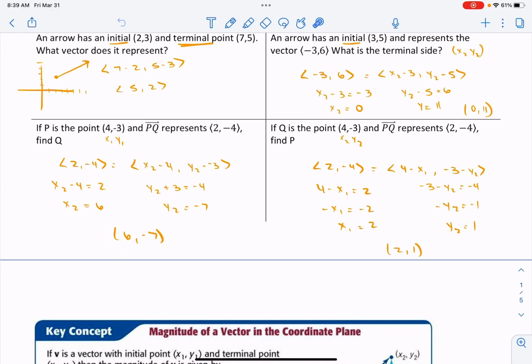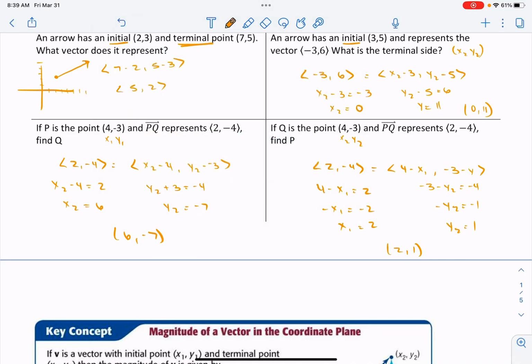The next one is if Q is a point at (4, -3), and PQ is my vector, and it represents this vector <2, -4>, find P. This time, P is the initial point. They're giving us the terminal point. So remember, head minus the tail. So again, set up our equation. 4 minus x equals 2, because we're going to set it equal to the corresponding part. -3, which is our head, minus our tail. And I apologize, I put a 2 here. That should be a 1.